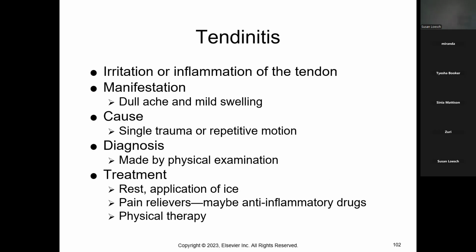Tendonitis, this is when we have inflammation or irritation of the tendons. They'll have dull, aching pain at the site of the tendon attachment, could have mild swelling. It could be caused by some sort of trauma, but most of the time, this is again repetitive action. So, like a tennis player, a quarterback throwing the football. Okay, so think about people that do repetitive things, swinging that golf club. All right, that's it for musculoskeletal.